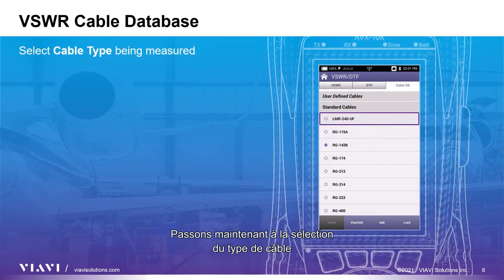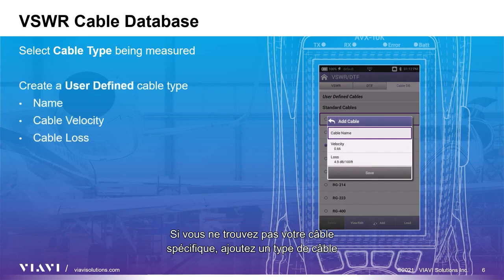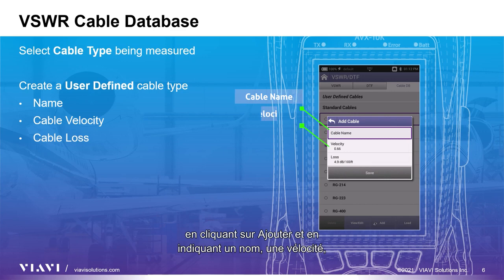Now, let's move to the selection of the cable type that you are measuring. Click on the Cable DB tab and choose the cable being tested from the provided list. If your specific cable is not provided, you can add a cable type by clicking the Add button and entering a name, cable velocity, and cable loss as measured in dB per 100 feet.